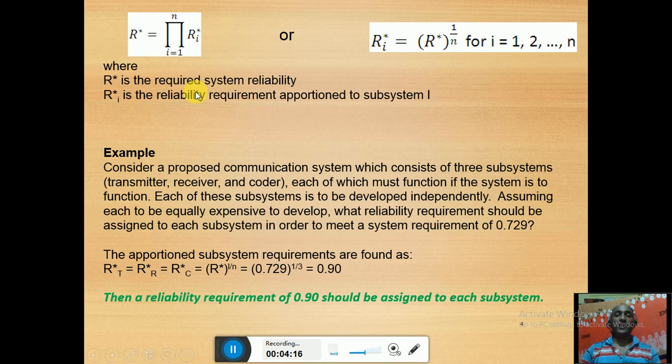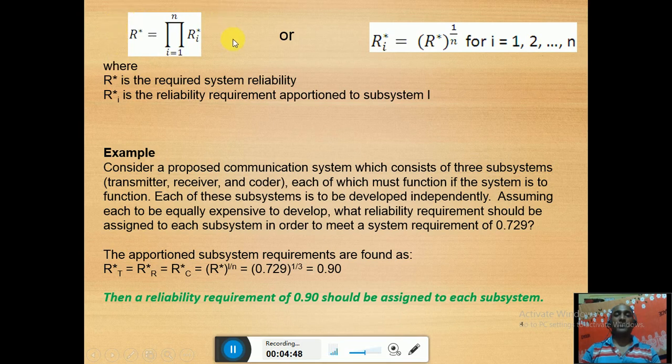and then we have to find the reliability for each component in the system. Let us assume there are n subcomponents of the system, so for i equal to 1 to n. So n components are there, right? R star is the reliability requirement of the system, therefore Ri star is the reliability requirement of the ith component. So i will vary from 1 to n, right?